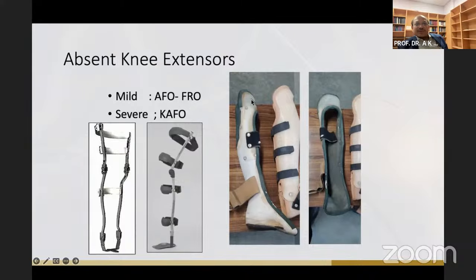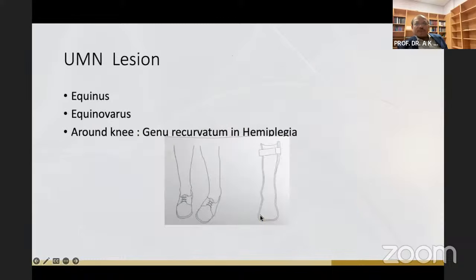And see, this is the FRO. You can see here, this is the sidebar, this is the foot component, the leg component, this is the anterior bridging, this is the cup band. And see, this junction between the leg and the foot is 15 degrees plantar flexed.